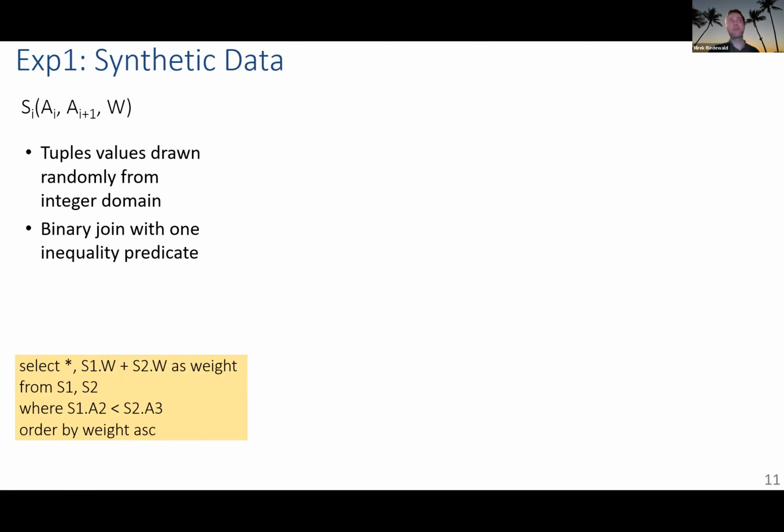So first, here's an experiment with synthetic data. This is basically a graph example, right? So we have edges. So the schema is S from A_i to A_i plus 1. And then we're looking at a path. Like for instance here, select star, where we look at the sum of weights from these tuples from S1 and S2. And now instead of an equality, we have an inequality condition.